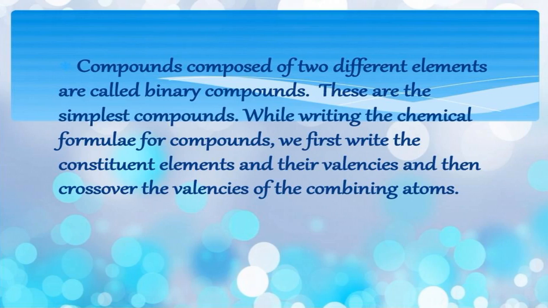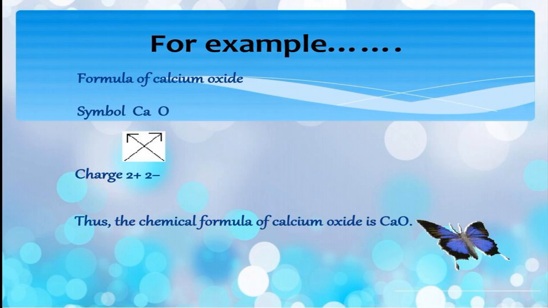Compounds composed of two different elements are called binary compounds. These are the simplest compounds. While writing the chemical formula for compounds, we first write the constituent elements and their valency, and then cross over the valency of the combining elements. For example, formula of calcium oxide. Symbol calcium Ca and oxygen O, and their valency 2 plus and 2 minus. Thus, the chemical formula of calcium oxide is CaO.